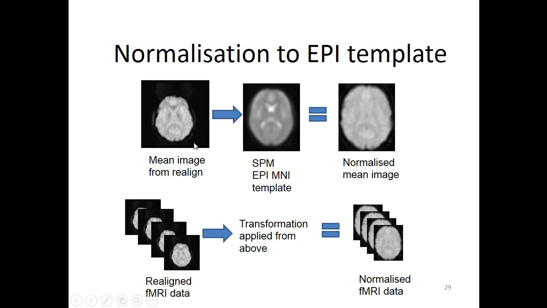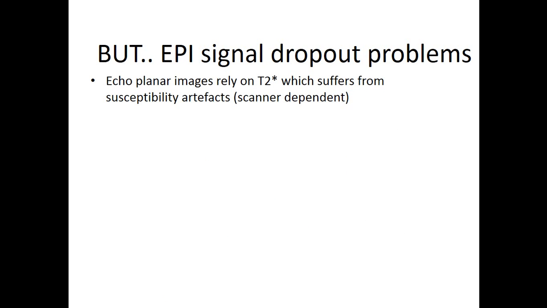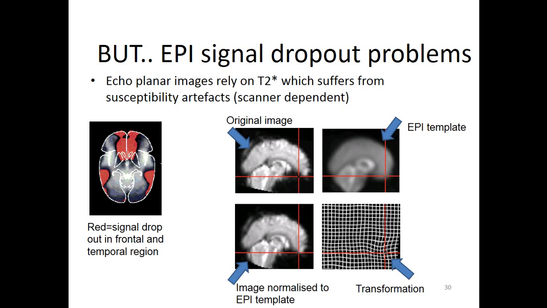So you take the mean image from realignment, you warp it, and then the parameters that come from this warping are then applied to your realigned data, the rest of the time series. But one of the problems with this option is that whereas the template is often spin echo and doesn't have any susceptibility artifacts, your EPI image does.